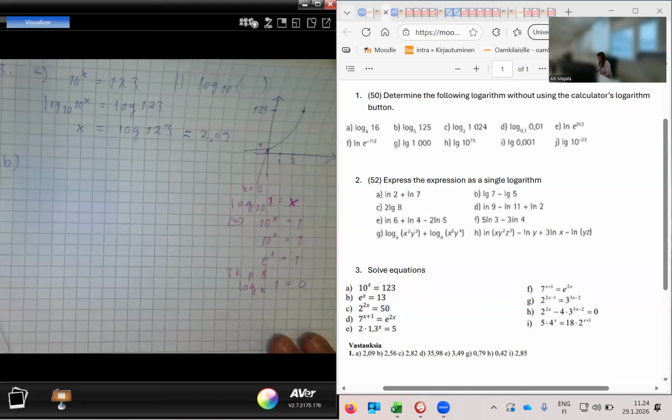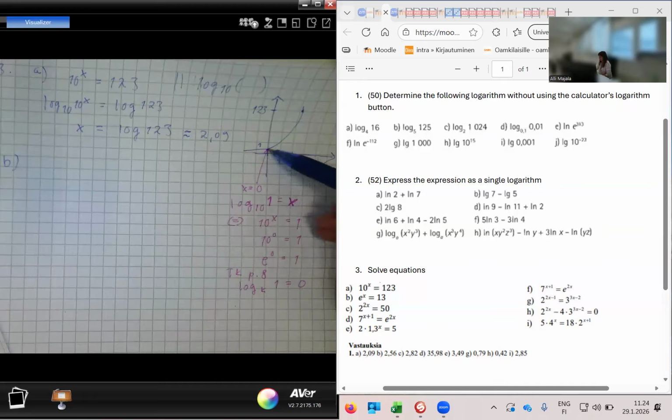So this is how you always get at least one point for your graph. When x is 0, the y is always 1, because everything to the power of 0 is 1. And then you would just do log 10 to the 1 and get each point.